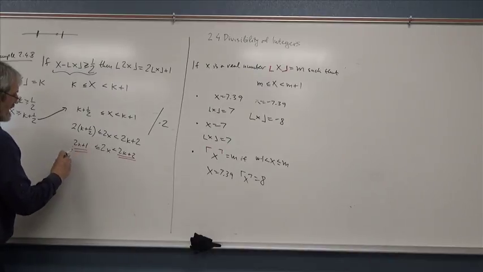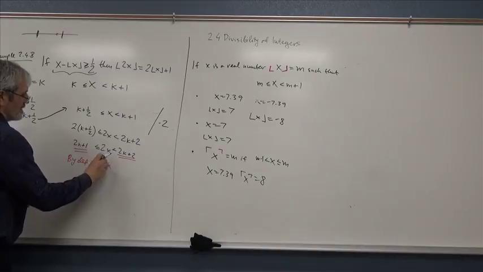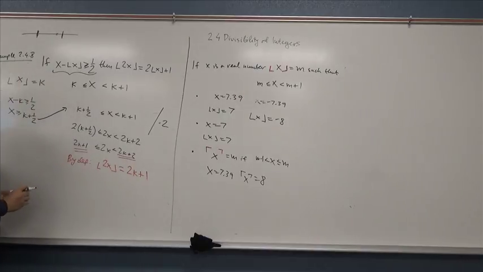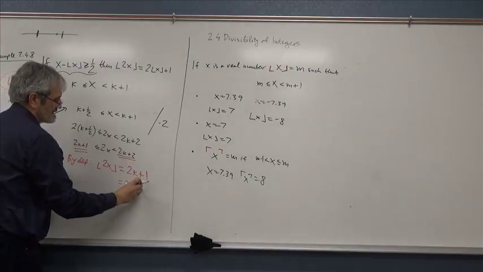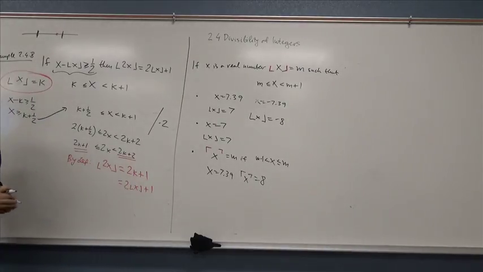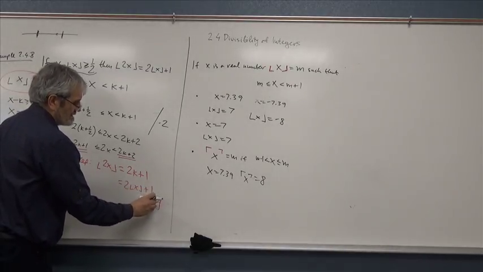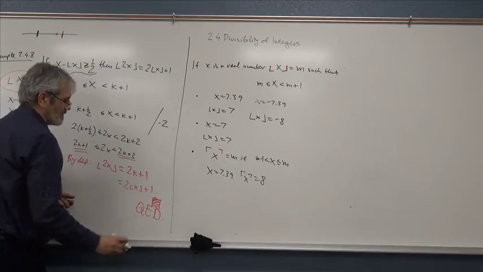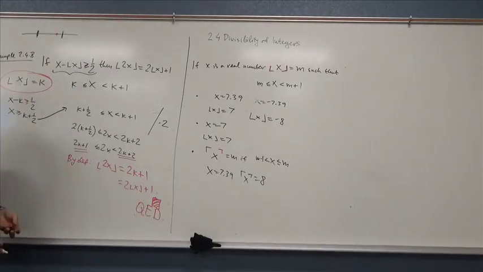So generally from here, by definition, that means that the floor of 2x is the left one, which is 2k plus 1. Now I just recall that k stands for floor of x, so it is 2 floor of x plus 1. Done. This is the end of the proof. Very often people put a box here. I never told you about that. Or people say QED. You probably saw it in some book. That's from Latin, quod erat demonstrandum. What was needed was proved.